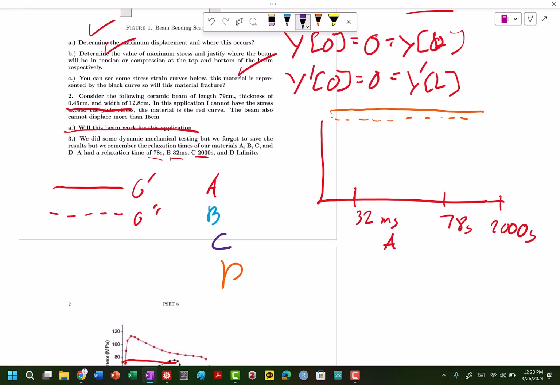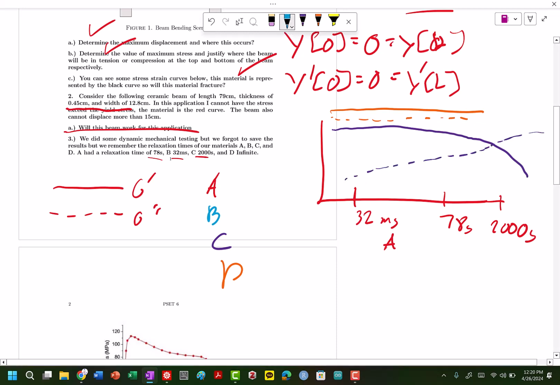So C has that relaxation time as 2,000 seconds. So at very, very long time, we are solid until we cross over here, and then this one would be like this. And then for B, it has that very, very small relaxation time. So in very, very short times, we're going to behave like a solid, so we look like this. Then we're fluid right after that. So very, very fluid-like response.